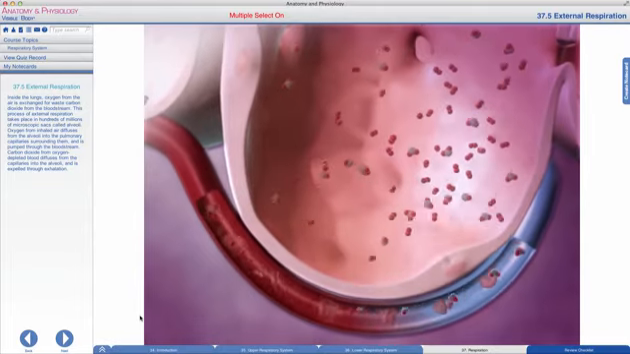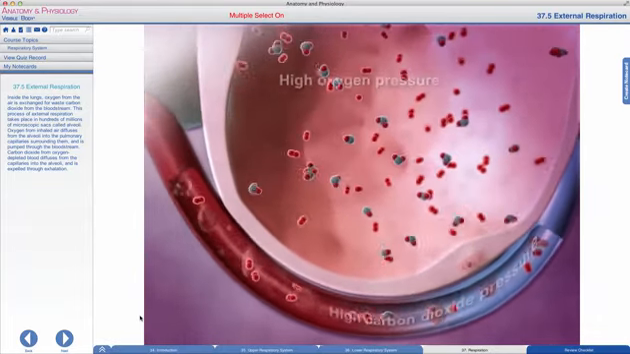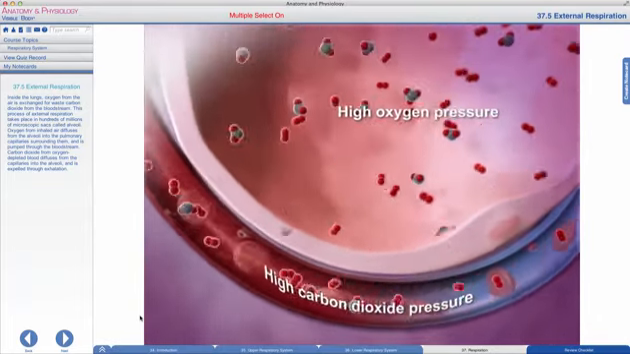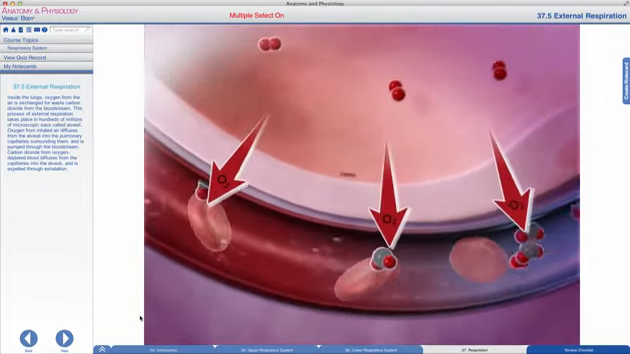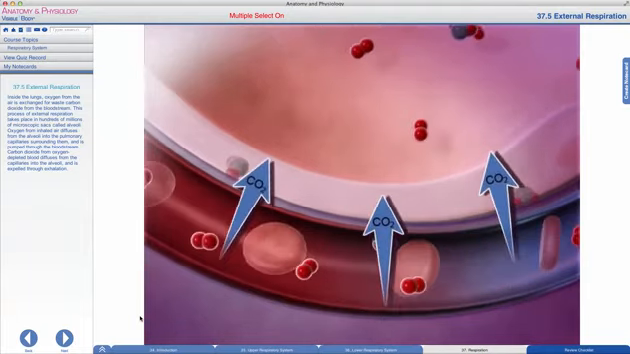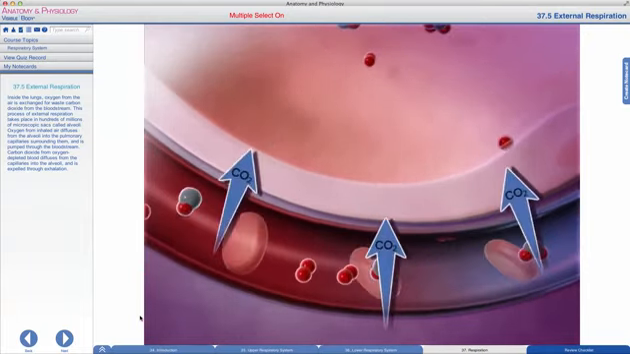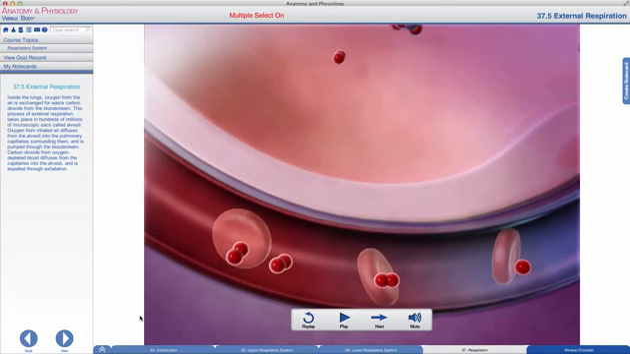Oxygen from inhaled air diffuses from the alveoli into the pulmonary capillaries surrounding them and is pumped through the bloodstream. Carbon dioxide from oxygen-depleted blood diffuses from the capillaries into the alveoli and is expelled through exhalation.